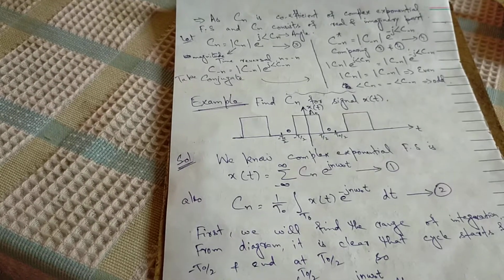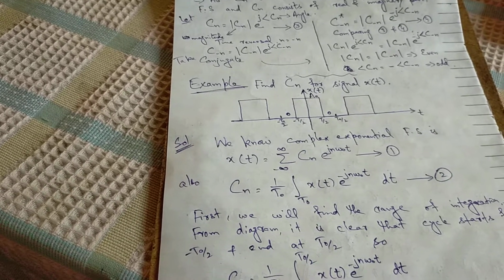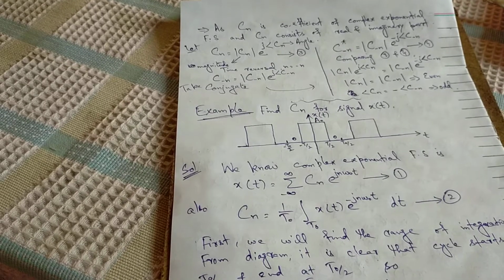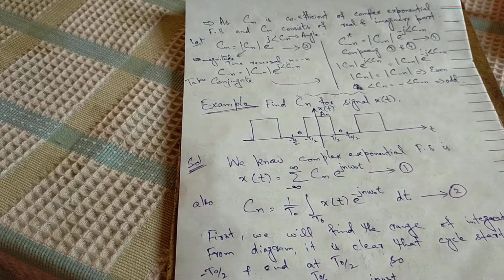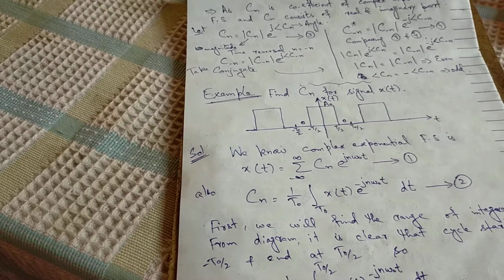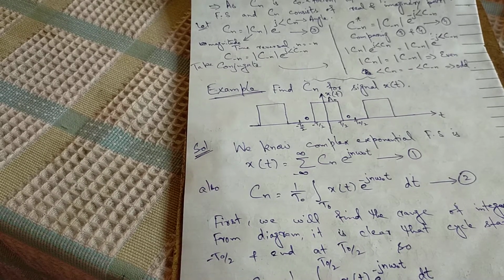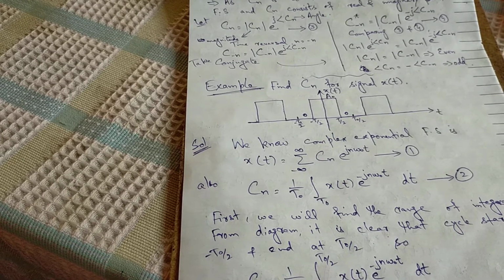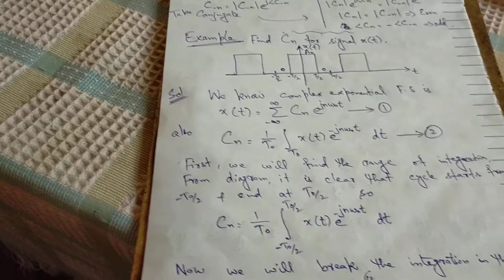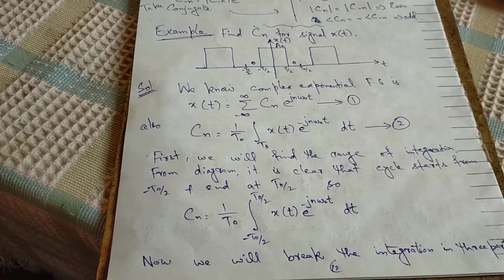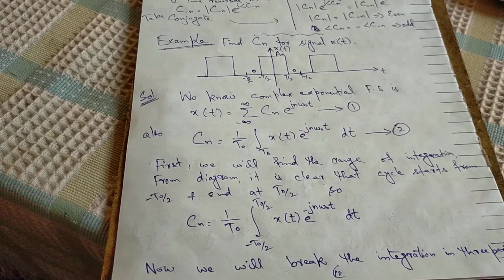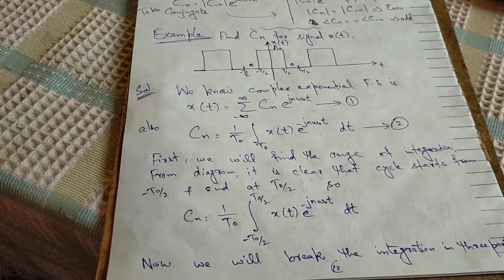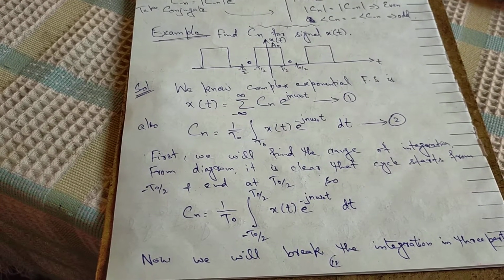We know complex Fourier series is x of t is equal to summation minus infinity to infinity Cn e raised power jn omega naught t. Also Cn is equal to 1 over T naught integration over T naught of x of t e raised power minus jn omega naught t dt. It is equation number 2. First we will find the range of integration. From the diagram it is clear that the cycle starts from minus T naught by 2 and ends at T naught by 2.